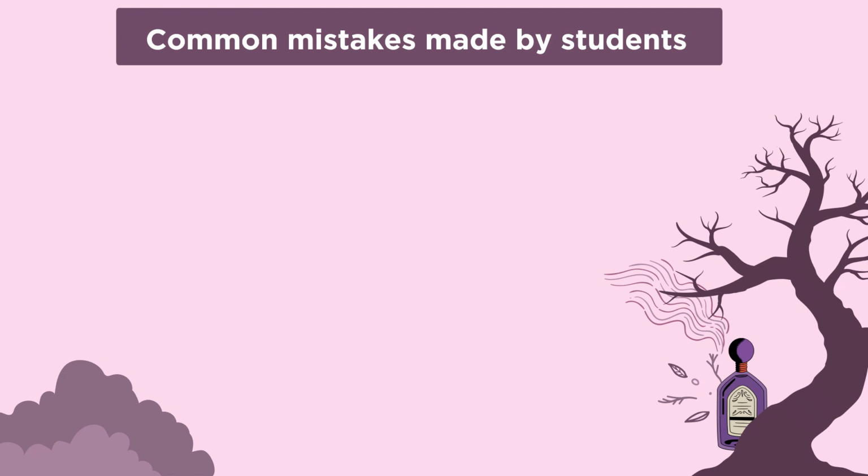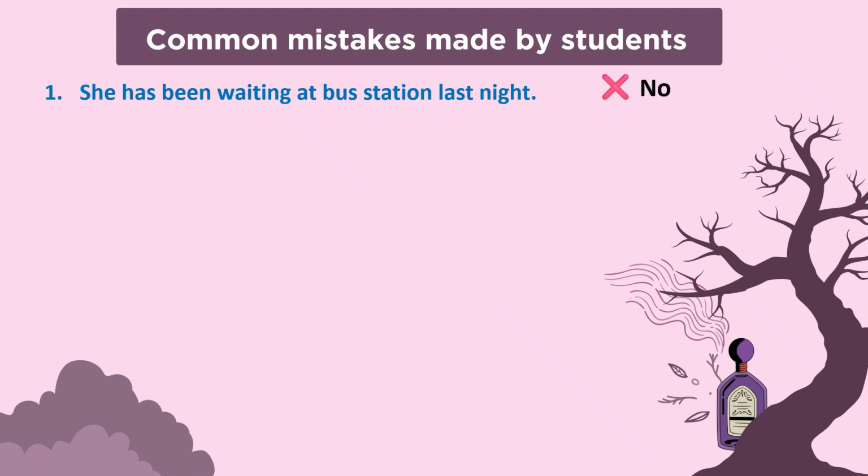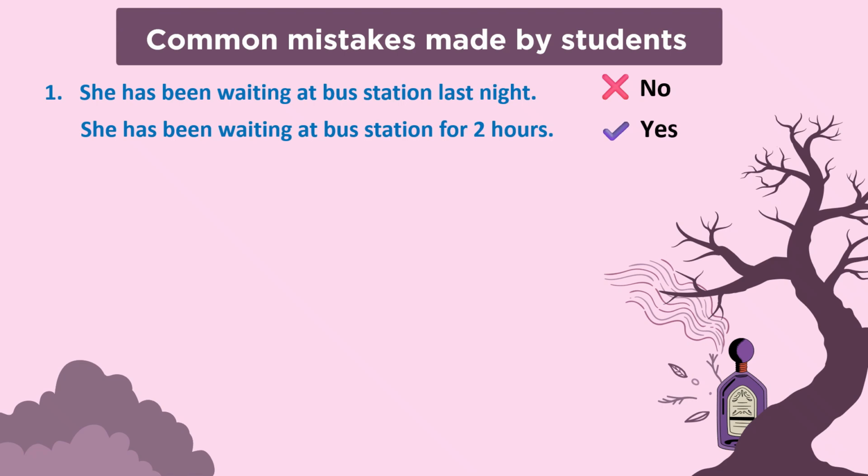Have a glance at the common mistakes made by students. The first sentence is: she has been waiting at bus station last night. Is this a present perfect continuous tense? No. The correct sentence is: she has been waiting at bus station for 2 hours. Yes, it's correct.